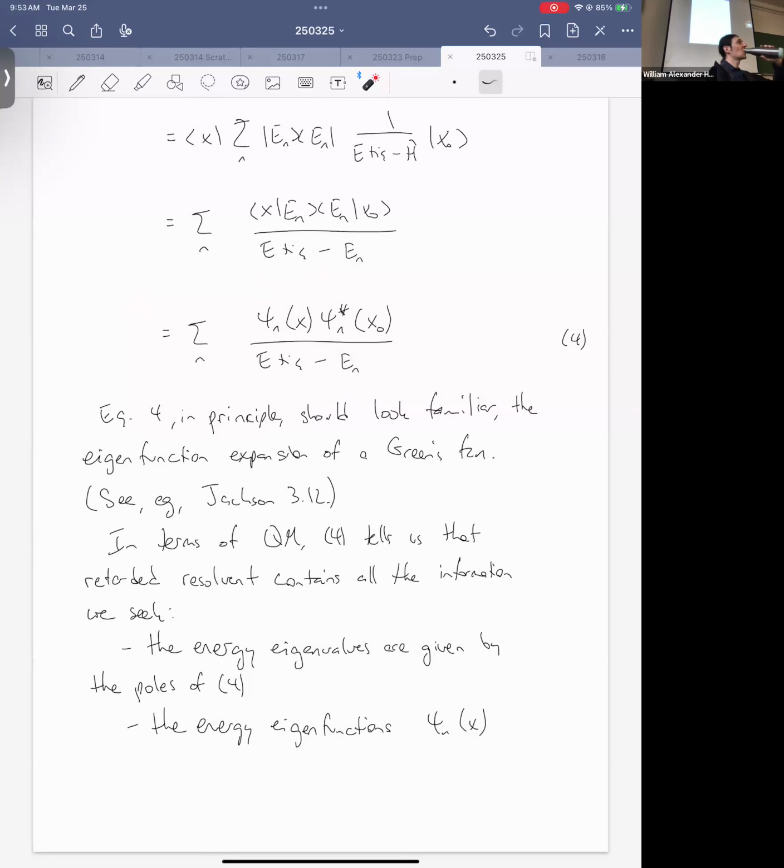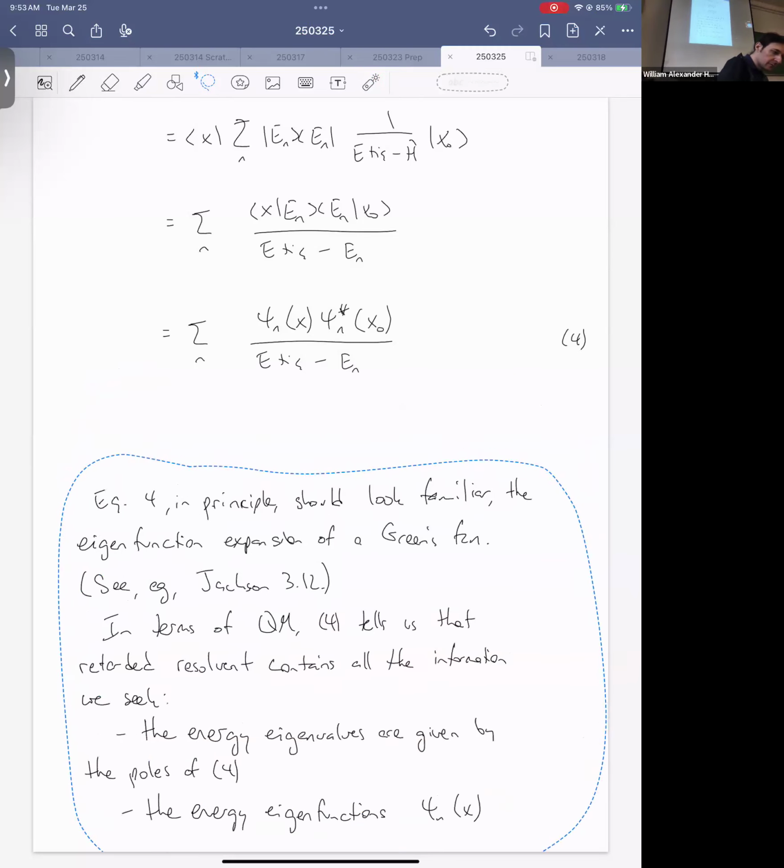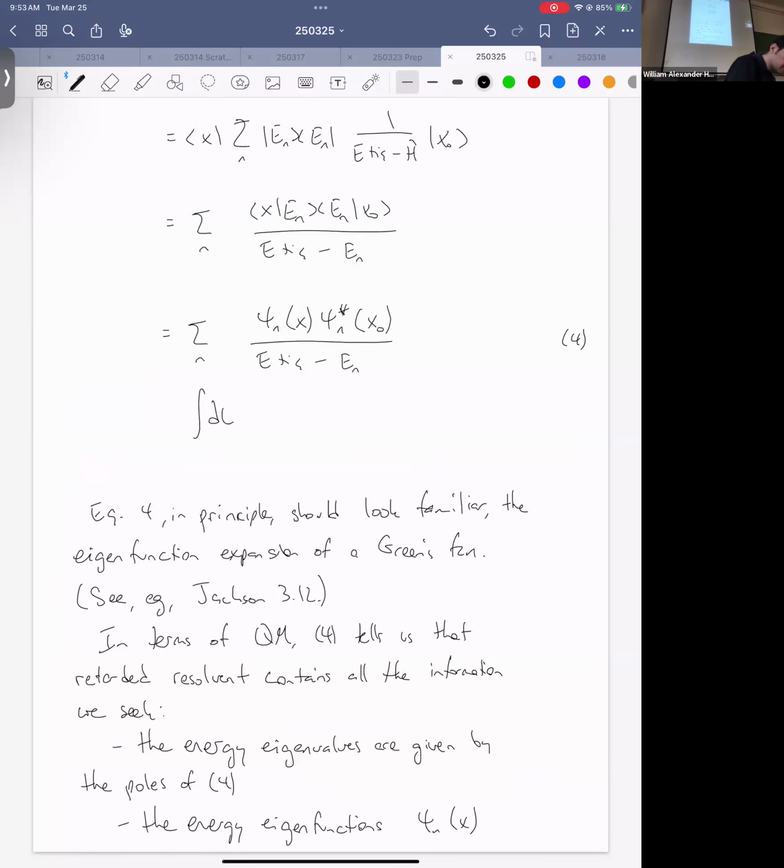Why are we assuming that the energy basis is discrete? We aren't necessarily. We could say that this is an integral dE, psi E of x, psi star E of x0 over E plus, let's call this a tilde. Like so. And in particular, in your homework, you will compute the resolvent for the free particle, where the spectrum is continuous.